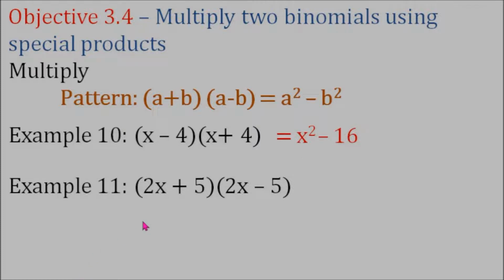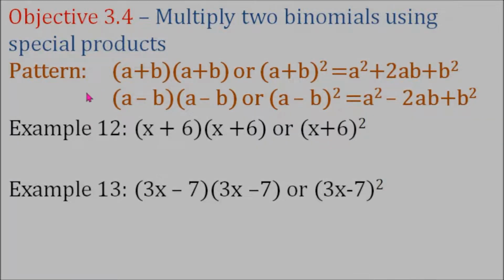Example number 11. The quantity 2x plus 5 times the quantity 2x minus 5. So we will just multiply the first terms, 2x and 2x. That's 4x squared. Then always minus. So 5 times 5 is 25. So this is our answer.